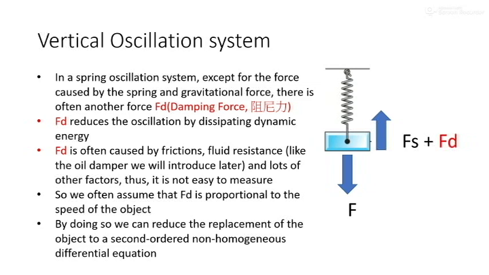And by assuming Fd is proportional to the speed of the object, we can reduce the equation of the object's displacement to a second order non-homogeneous differential equation. Thus, by using those methods we learned from class, we can solve for either the object's displacement or its speed.